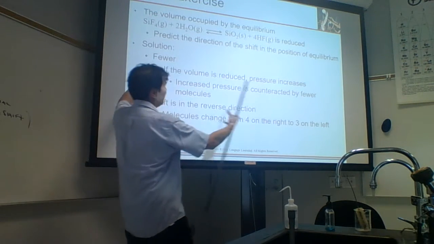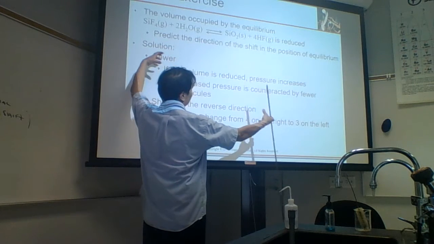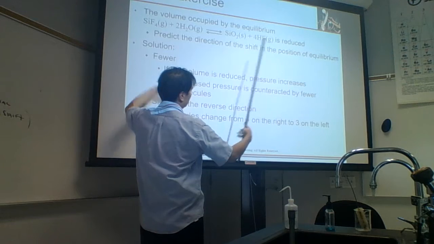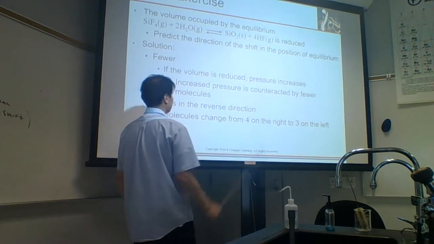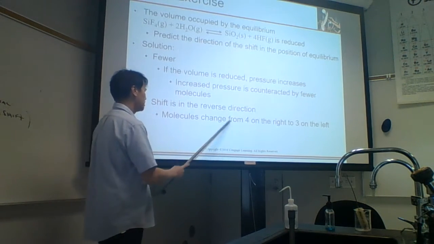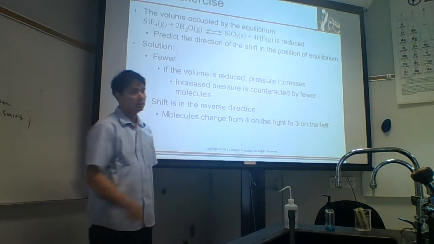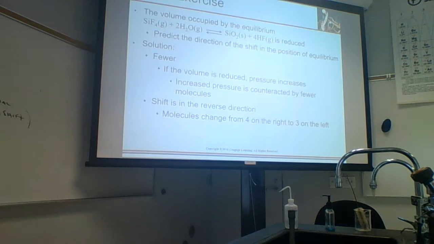Over here, if I expand the volume, it's going to favor the right side because the right side needs more room. Therefore, it's going to shift forward. Here, it just says the molecules change from 4 to 3. This is for gases, you know, the moles, the coefficients. The moles of gas change from 4 to 3.